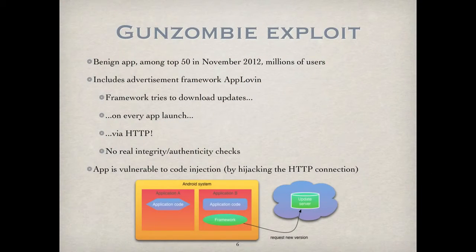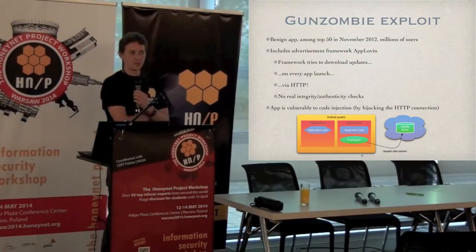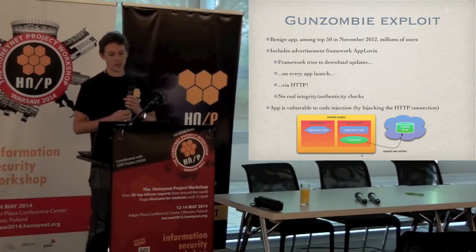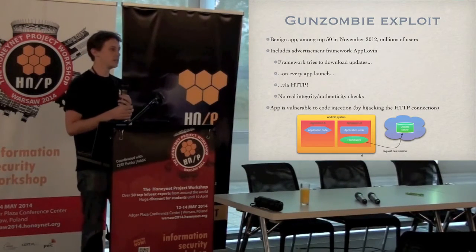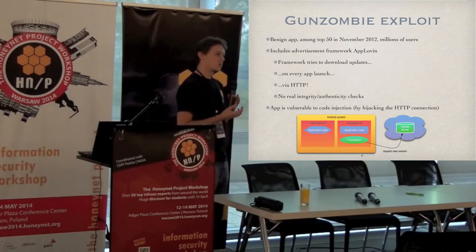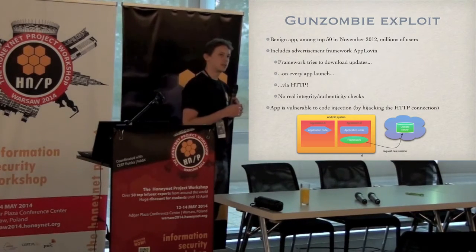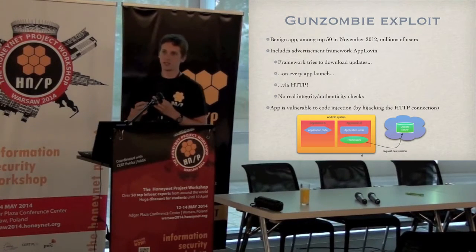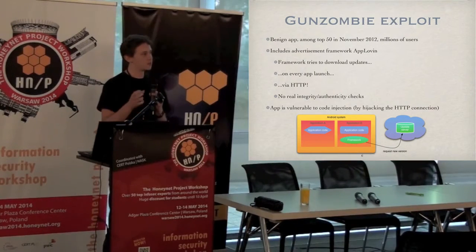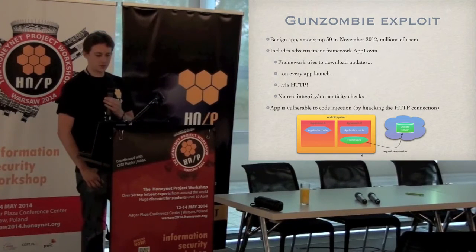The second one is Gun Zombie, some game from Google Play. The game itself, I don't know much about. The interesting thing is that it uses an advertisement framework called AppLovin. And AppLovin has a feature to self-update. So the reason is that those frameworks are integrated into applications by the developers of those applications. And now AppLovin might publish a new version of the framework, but the Gun Zombie developers do not integrate it into their app. But still, AppLovin wants to have the latest version of their framework run on all the users' devices. So what they do is they just give their framework a self-update mechanism that works independently of updates from Google Play.